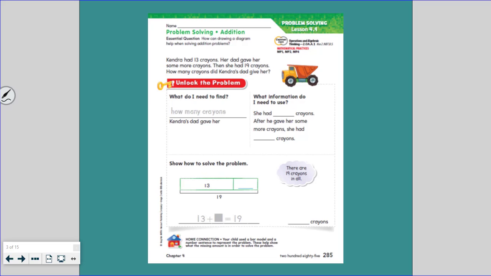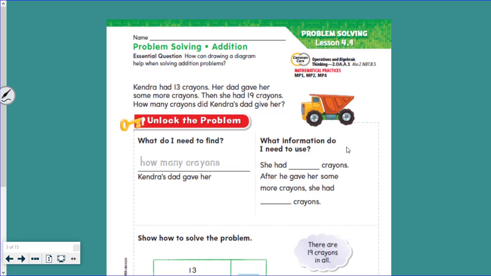Okay, so you're on this page. I'm going to make mine bigger. Okay, so here's the problem we're going to solve. It says Kendra had 13 crayons. Her dad gave her some more crayons. Then she had 19 crayons. How many crayons did Kendra's dad give her? So we don't know this right here. We don't know her dad gave her some more crayons. We don't know how many her dad gave her.